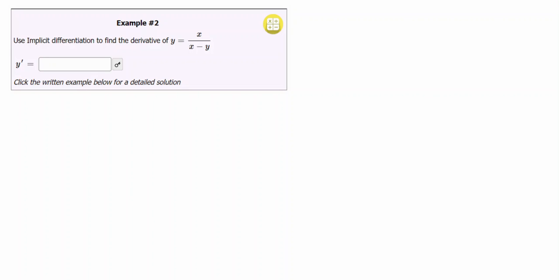Let's solve this relation using implicit differentiation. So you can see now there's probably going to be the quotient rule involved, right? We have something over something. So let's just get started.